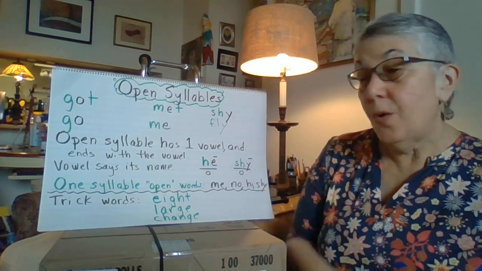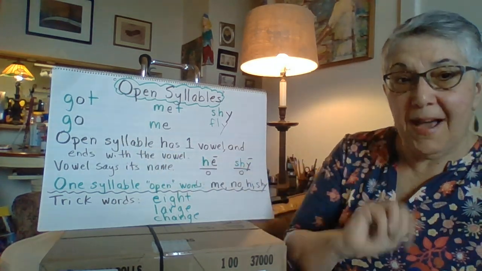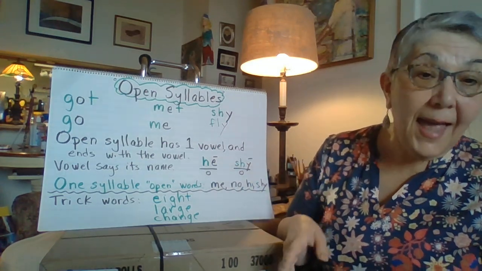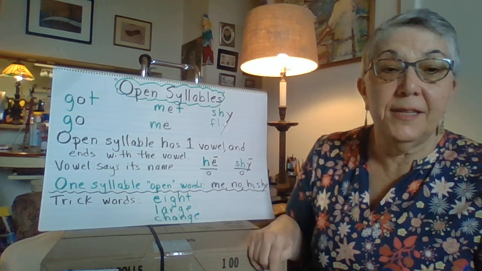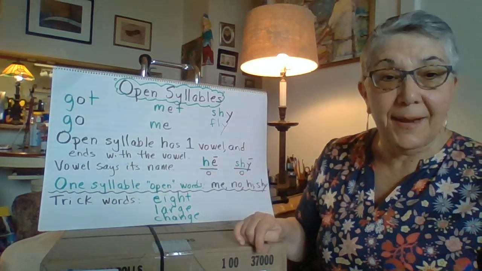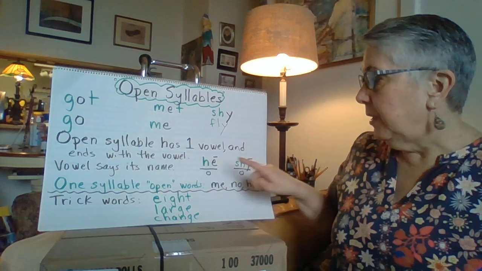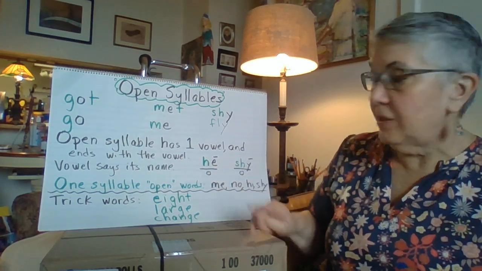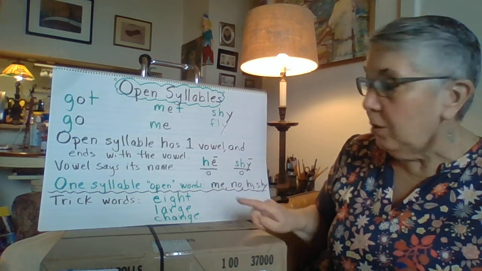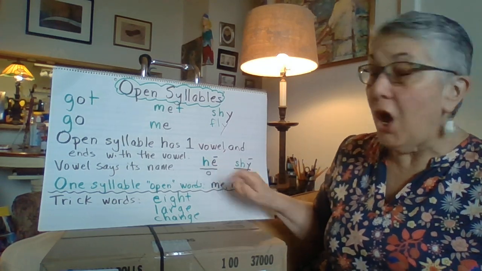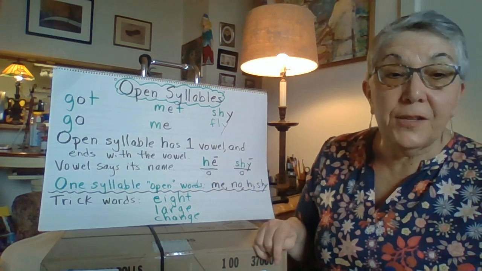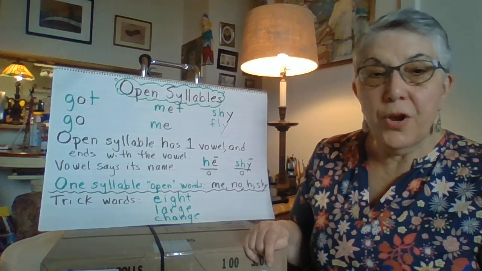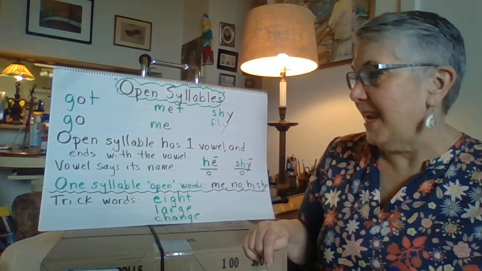Good. So open syllables have one vowel and they end with the vowel. So in an open syllable, the vowel is the last letter in that syllable and there's no consonant after it. And the vowel says its name. Now, how do you mark an open syllable? Well, in the word he, we put the macron over the E to show that it's long. And then we put a line under the whole word, under the whole syllable, and an O under the word to show that it's an open syllable. He is an open syllable because it has one vowel, no consonant after it, and the vowel says its name.